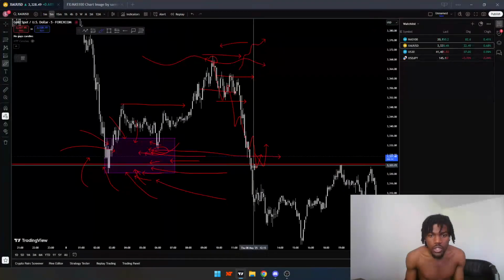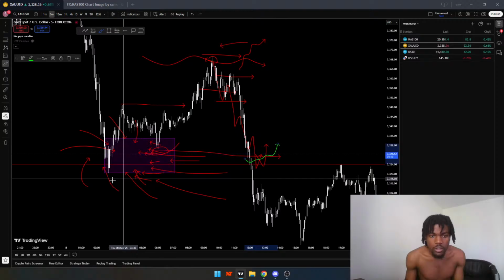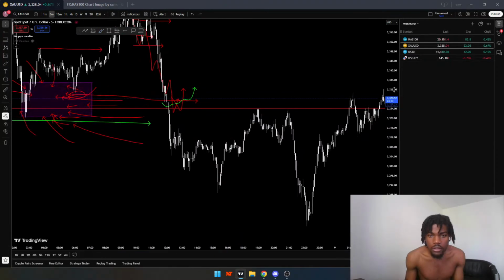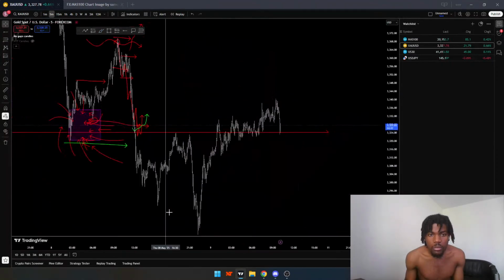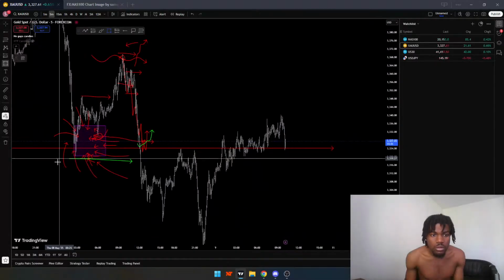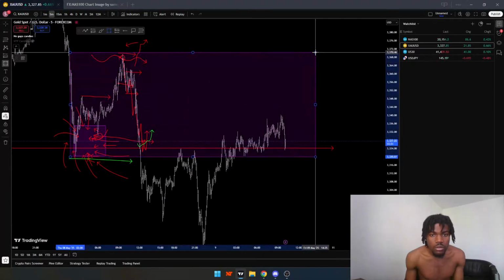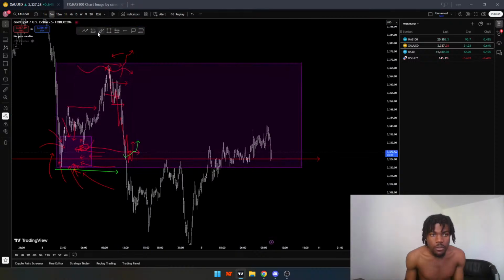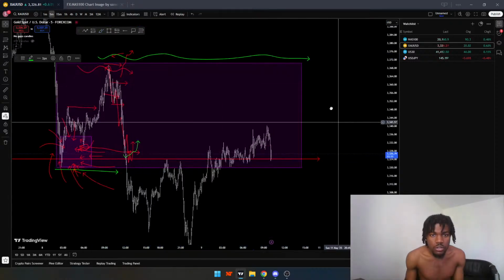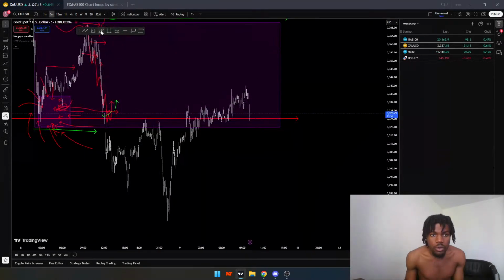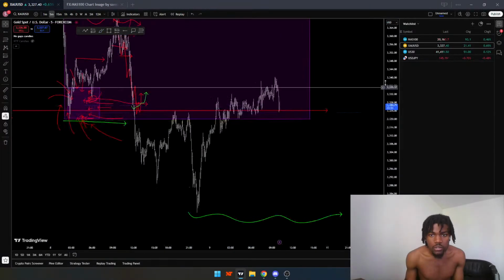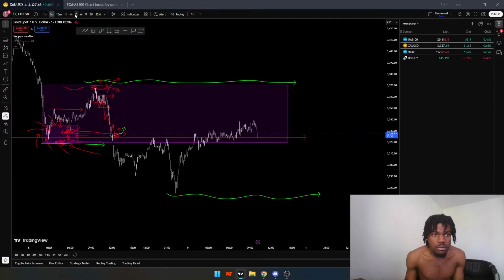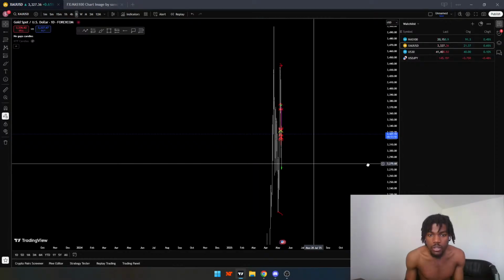I was looking for a rejection in here. It didn't happen, so we ended up getting that. Moving back into, okay. So I'm looking for this high to get cooked, or this low to get cooked, but that's without us doing a high time frame analysis. Let's just start from there.